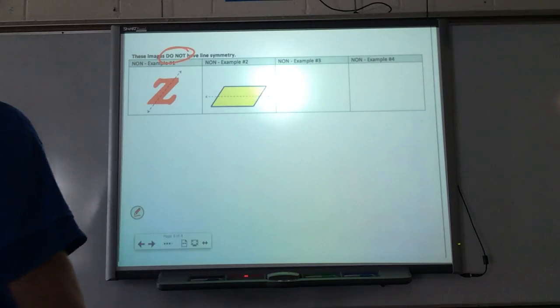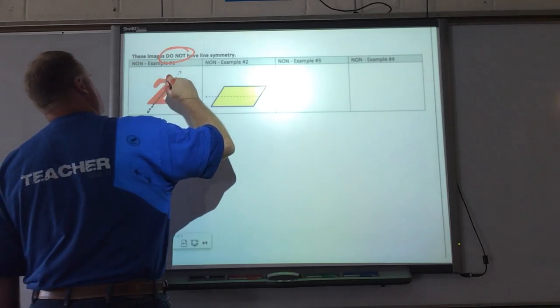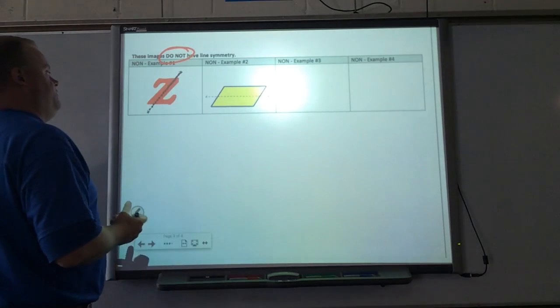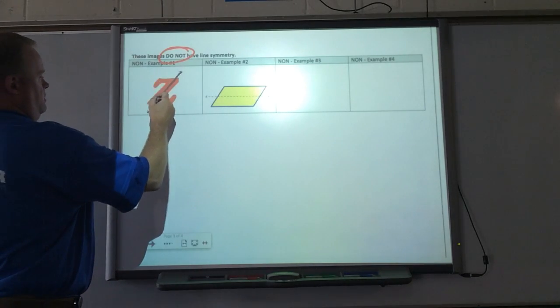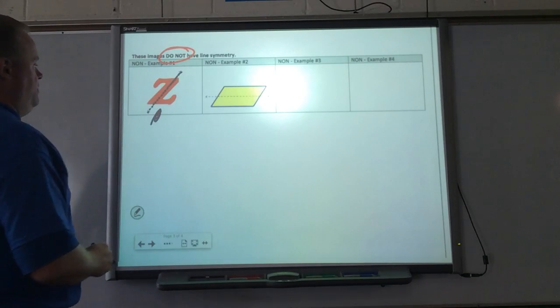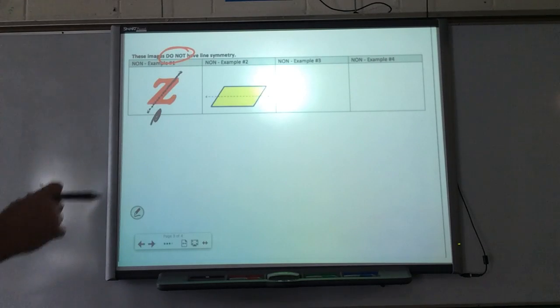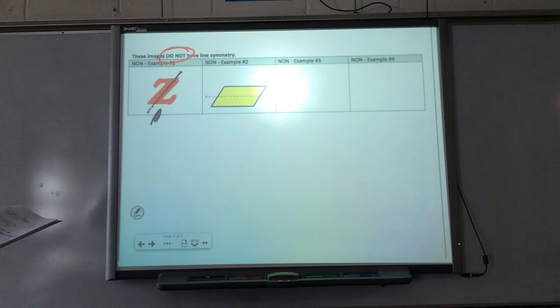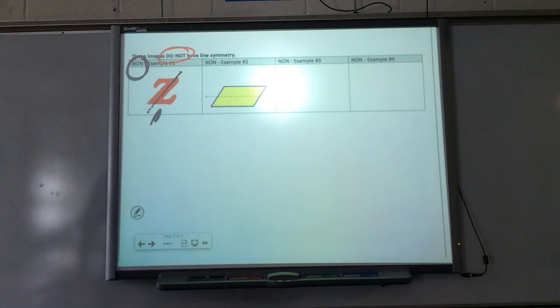Well, the Z, if I tried cutting it, and I'm going to do a different color, if I tried cutting it on this dashed line that's through there, well, those aren't going to fold on top of each other. Because if I fold this part down, it's going to end up over here. It's not going to fold perfectly. I would have to turn it. I'd have to do some other modifications to get it to be on top of each other. So this is an example of a non-line of symmetry. All right.